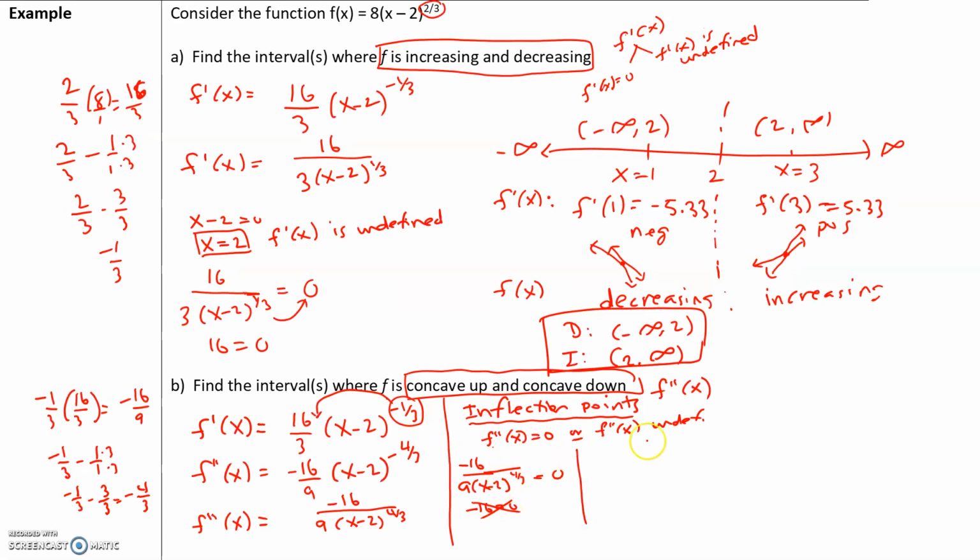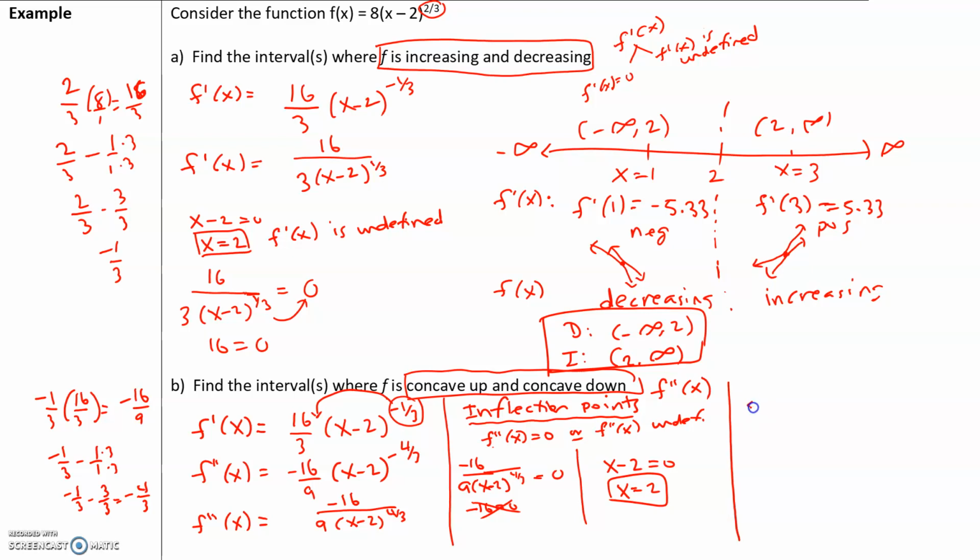Now, f double prime of x can be undefined. It's going to be undefined when the denominator is equal to 0. So we want x minus 2 to equal 0. That's what's going to make the denominator 0. So when x equals 2, the denominator will be 2 minus 2, which is 0. Zero times anything is 0. That's going to make f double prime of x undefined. So that's our only inflection point, x equals 2.